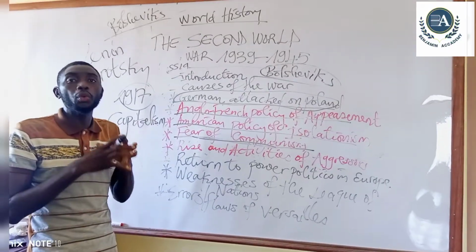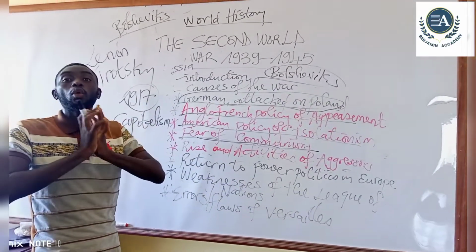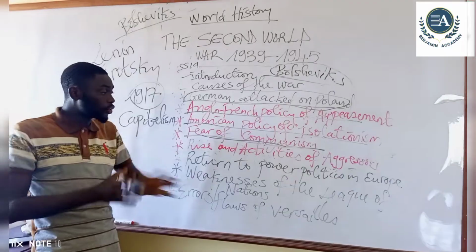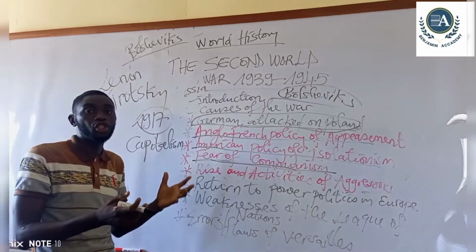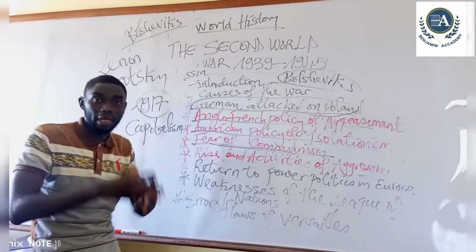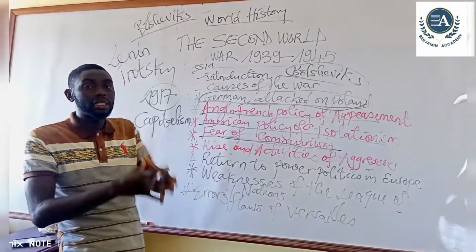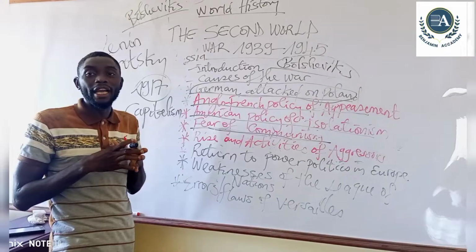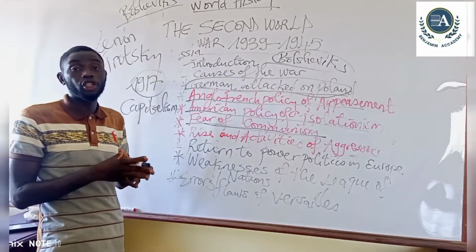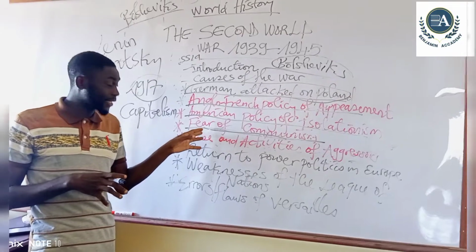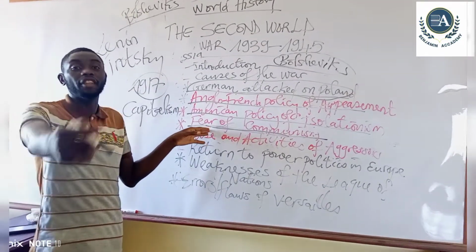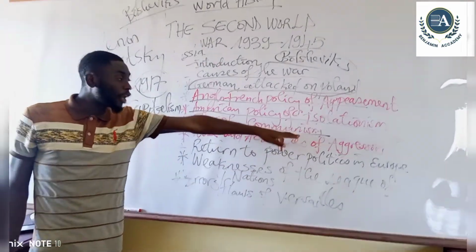The League of Nations was weak because Britain and France could not make the League powerful. Russia was a member of the League of Nations, but there were conflicting ideologies between Britain and France and Russia, these were capitalism and communism. These conflicting ideologies made the League of Nations weak, and the outbreak of the Second World War was inevitable because of fear of communism.